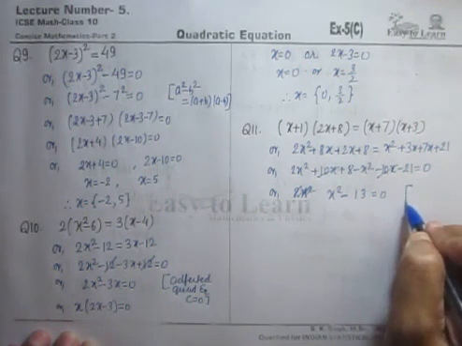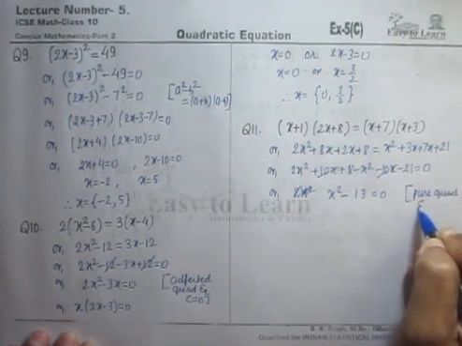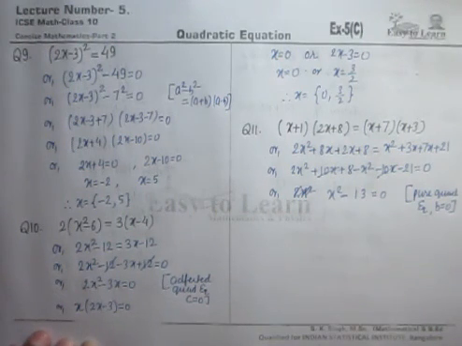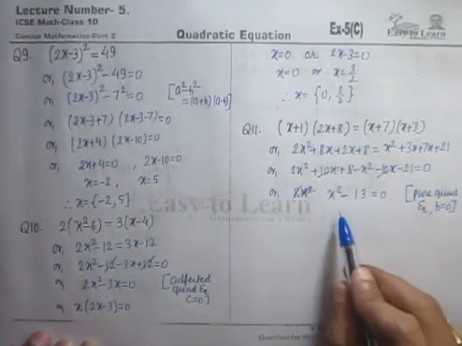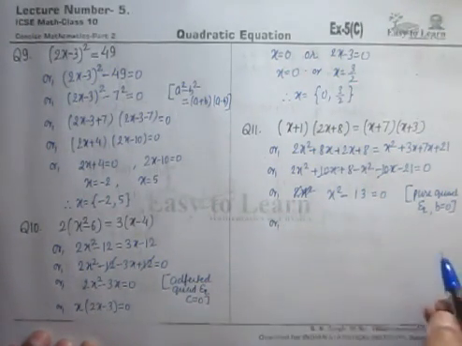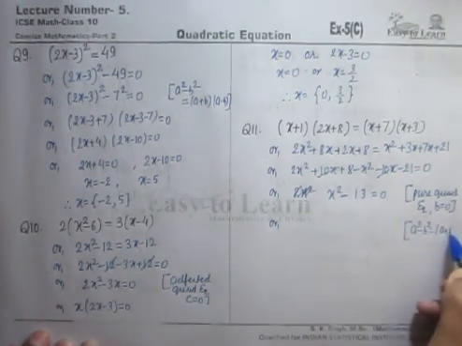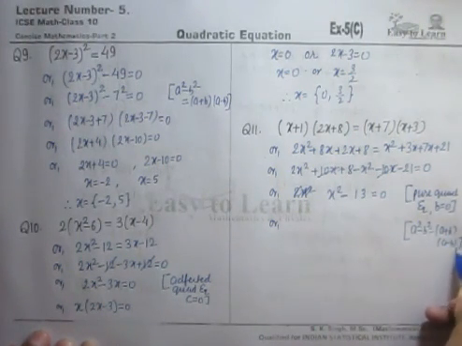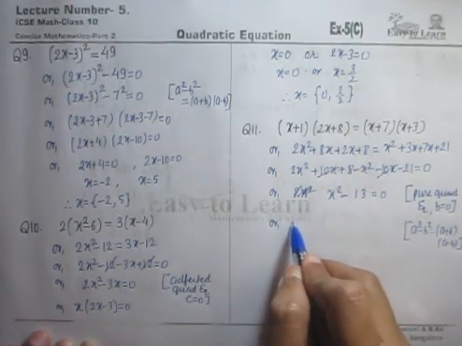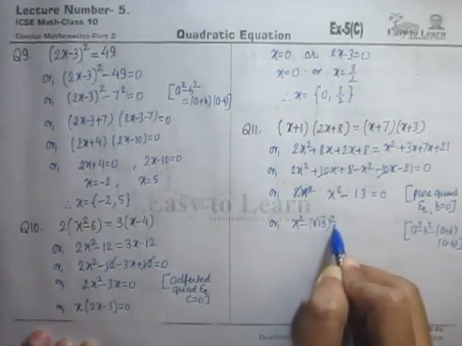Now it is a pure quadratic equation, because here the coefficient of the middle term is 0, there is no term of x. Clear? This type of equation is called a pure quadratic equation, and a pure quadratic equation can easily be factorized using this formula: a square minus b square equals a plus b into a minus b. So x square minus 13 can be written as x square minus root 13 whole square, equal to 0.